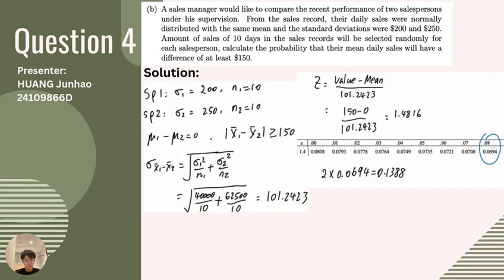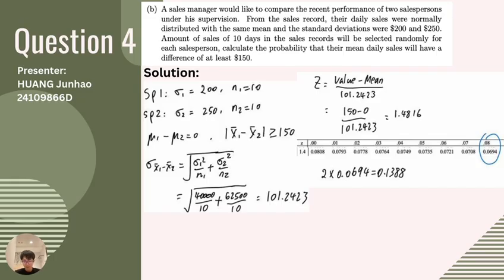Moving to part B, we are calculating the probability of differences in sales. So we are comparing two salespersons. We know that their daily sales are normally distributed with the same mean. Because they have the same mean, the expected difference between them is 0, but the standard deviations are different. The standard deviation for salesperson 1 will be 200, and for salesperson 2 will be 250. The sample size for both of them is 10.